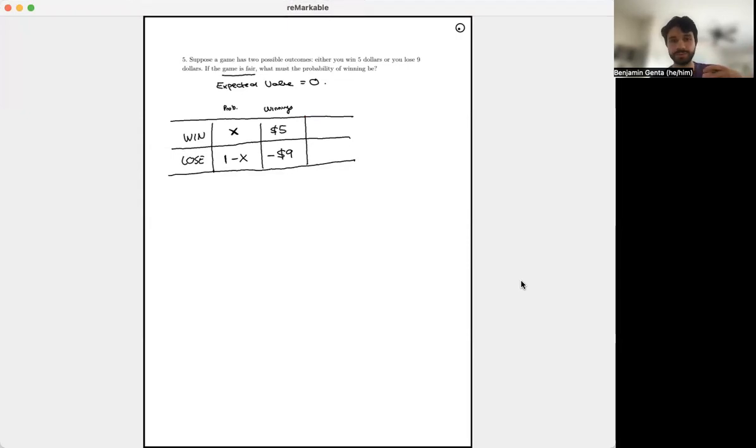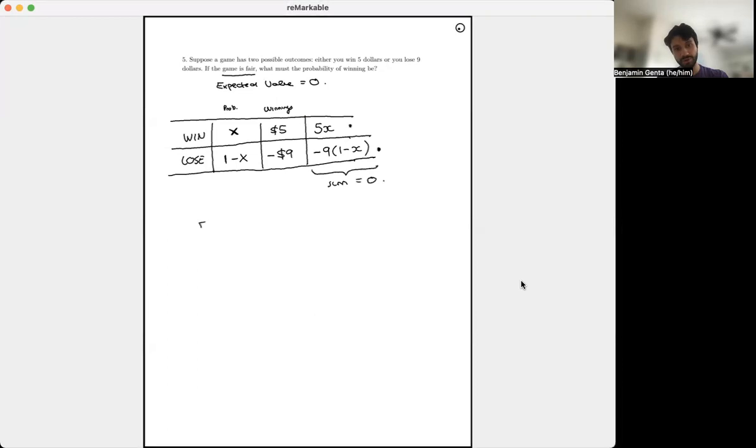Then what do you have to do? Well, you have to multiply the probability of each outcome times the winnings that you get. So here we'll just write 5x. And over here, we have negative 9 times 1 minus x. And then usually, to find the expected value of the game, you sum up these two. But now I'm asking, what if the game is fair? What's the probability? So you know that by summing these up, the sum is equal to 0.